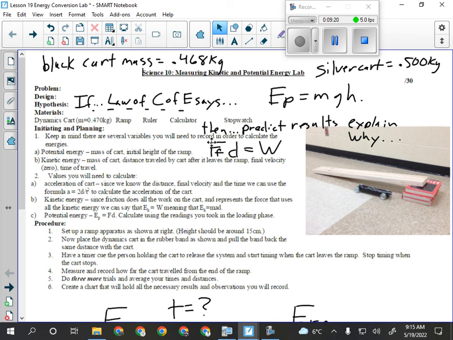For the kinetic energy, obviously we need the mass of the cart, which we already have. We need the distance traveled by the cart after it leaves the ramp, okay? And the time of travel. So the person who's timing needs to be on the ball because you're only timing the cart once it's on the floor. So you've got to watch it go down the ramp, start the timer on your phone as soon as the wheels come off the ramp. And stop the timer as soon as the cart stops. Okay, now the cart's going to slow down, so you got to really be watching it. Be sure it's stopped when you stop the timer. Okay, everybody with me there?